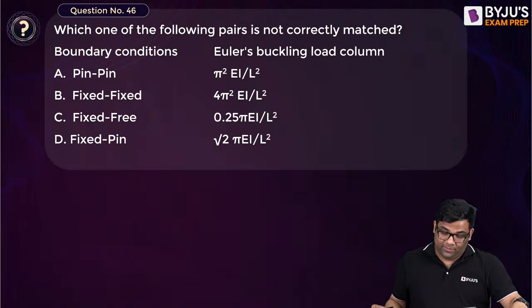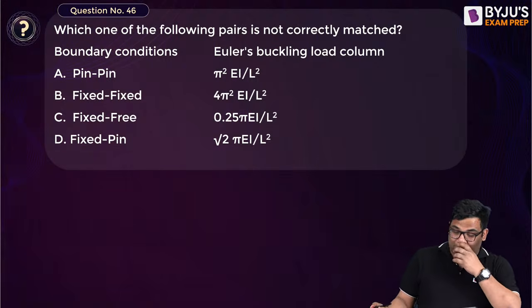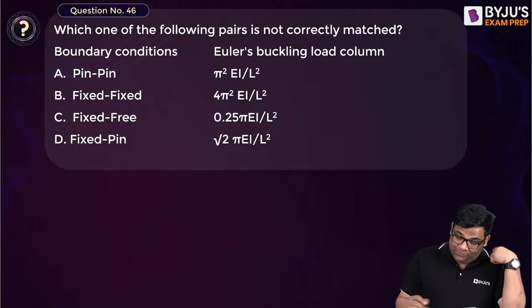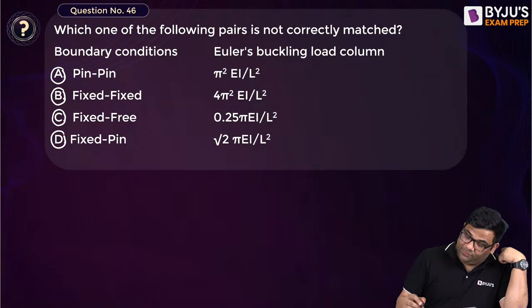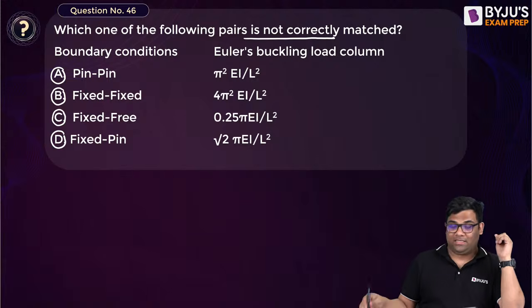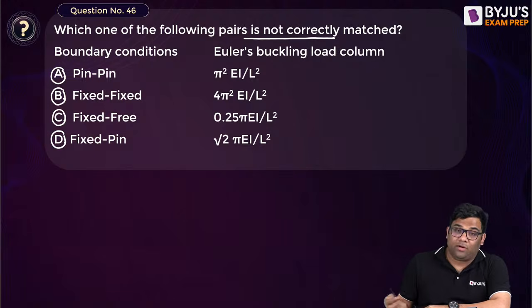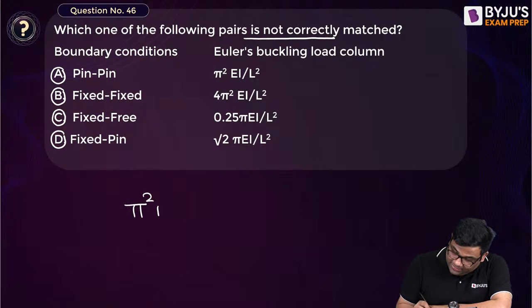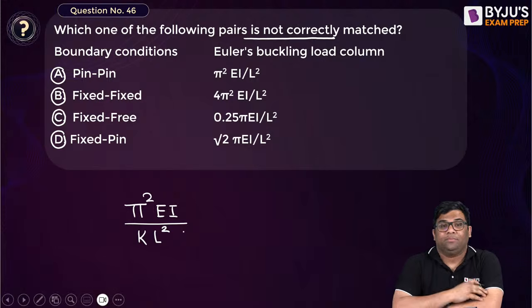Next question, 46th question, from columns. The buckling load expression is given, and then for different conditions, A, B, C, D things are given. So which is not correctly matched? Straightforward question. We know that the buckling load is pi square E I by L effective square, or K into L square.